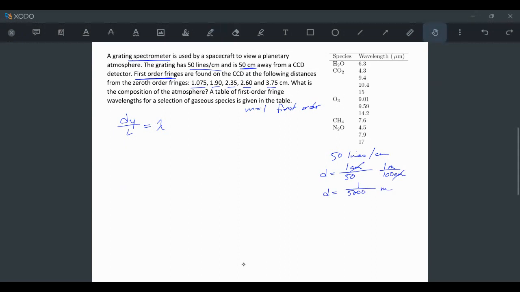And we could even simplify this a bit further. 1 over 5,000 is the same as 2 over 10,000, which we can write as 2 times 10 to the minus 4 meters. That's a pretty nice, simple form for d. So that's the size of one of the individual spaces on the grating.